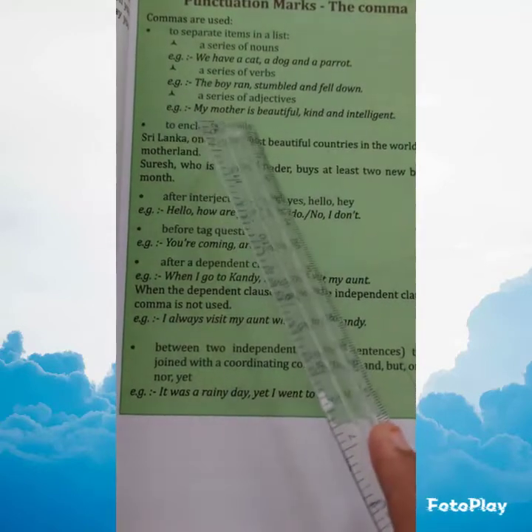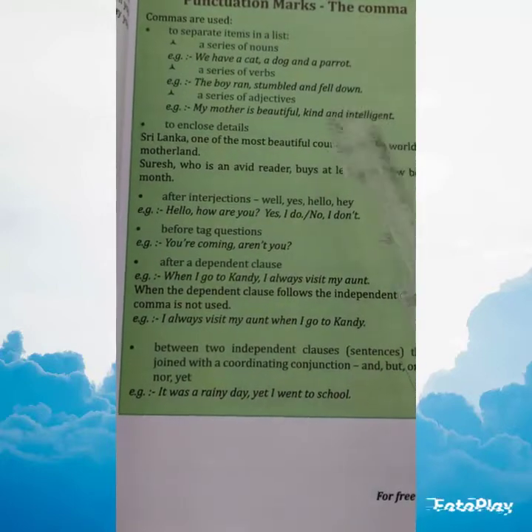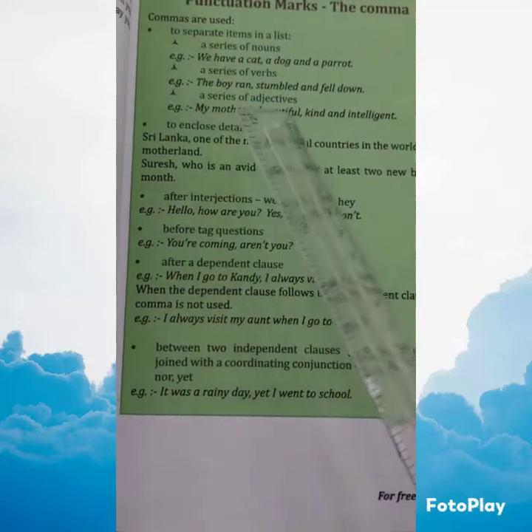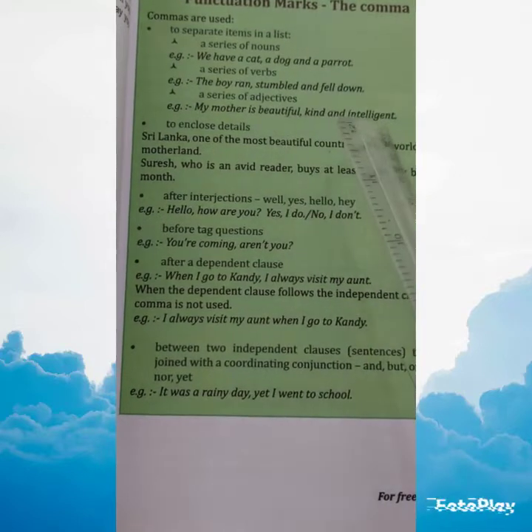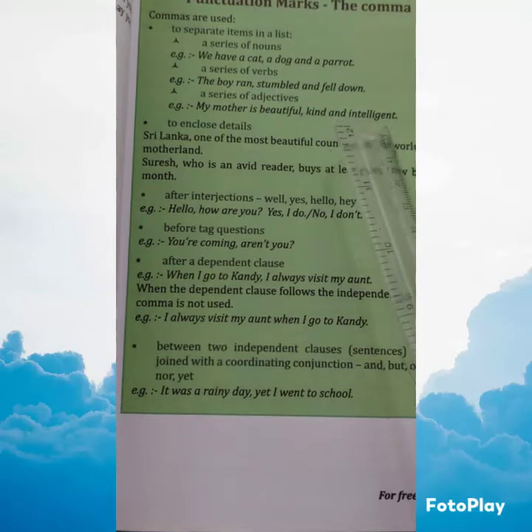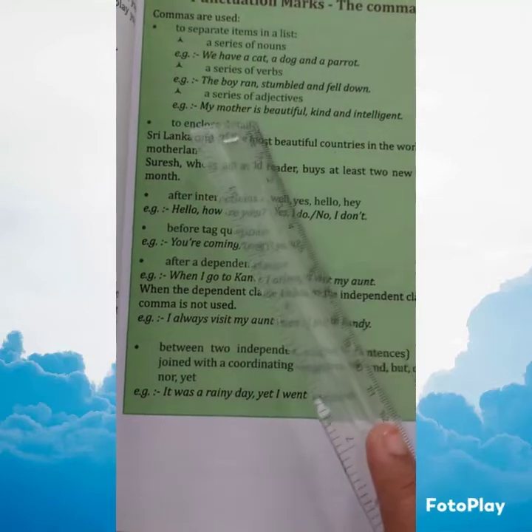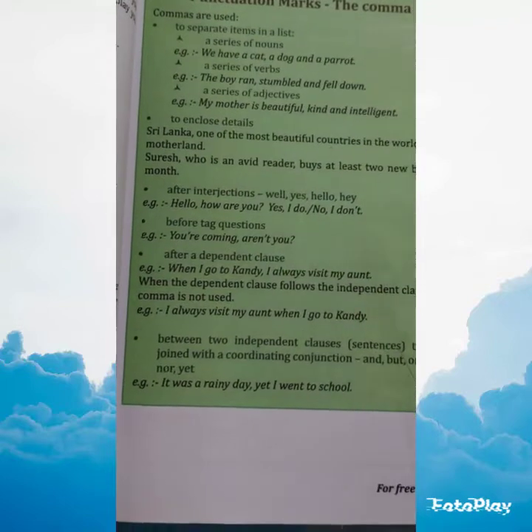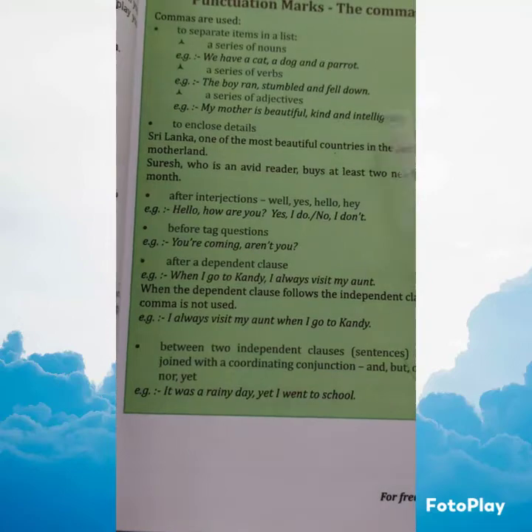My mother is, here they have described his mother or her mother. My mother is beautiful, kind, intelligent. So the first usage of comma is we use a comma to separate the items in a list. It can be nouns, verbs, adjectives or adverbs.